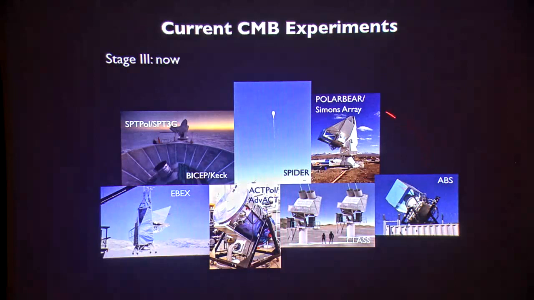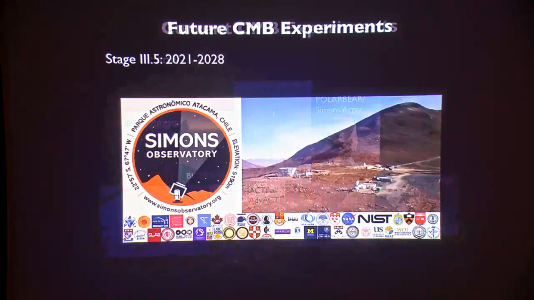So here are the experiments that are taking data right now. This is BICEP Keck, the collaboration that reported the measurement that turned out to be essentially dust. SPT. Then Polar Bear, you might gather that this presumably was not always meant to be in the Atacama Desert, but here you have Polar Bear in the Atacama Desert. And then there's Advanced ACT. Several experiments are taking data right now. Some of these are already done.